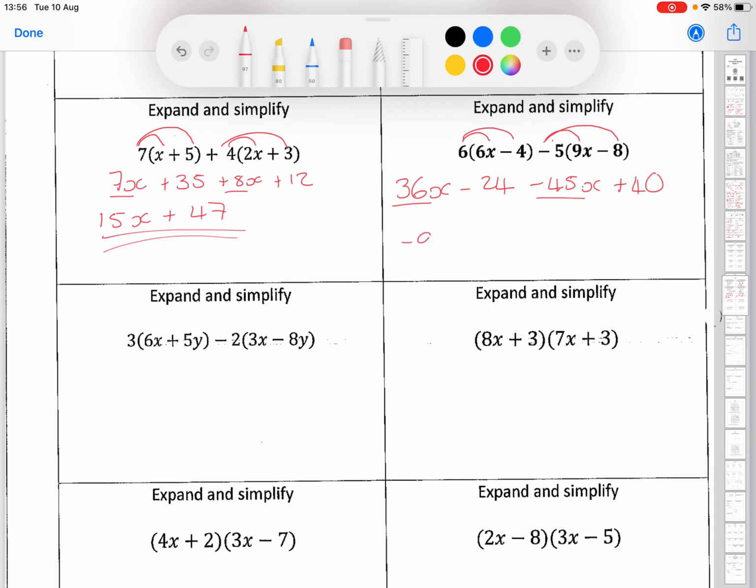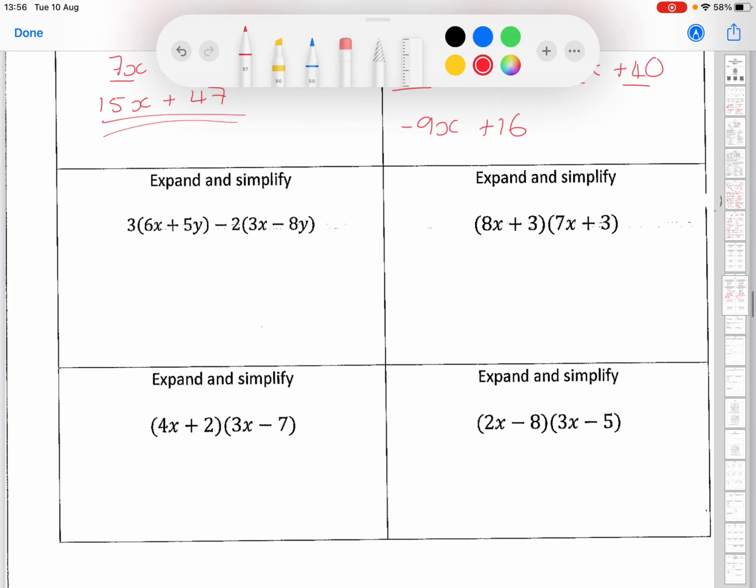So very careful. We're going to bring together our x's. So we've got 36x take away 45x, that's minus 9x. Then we got minus 24, add our 40, which is positive 16. Doesn't matter which way around you write that. If you've got 16, take away minus 9x, for example, that's fine.